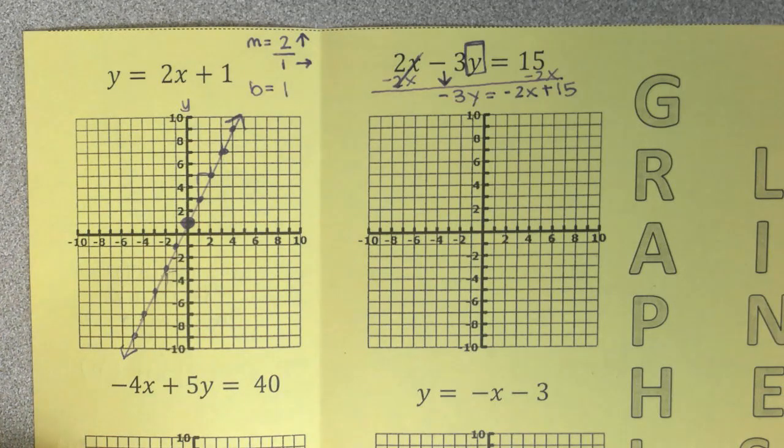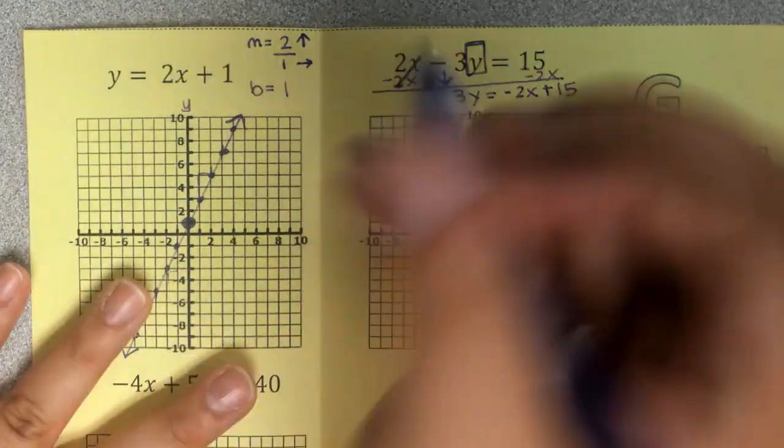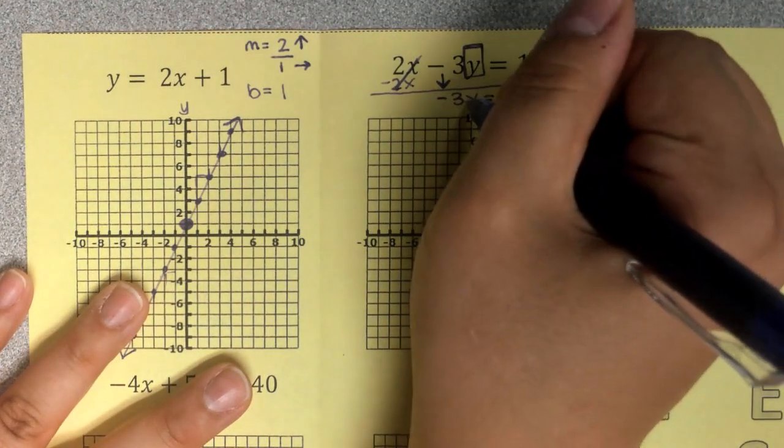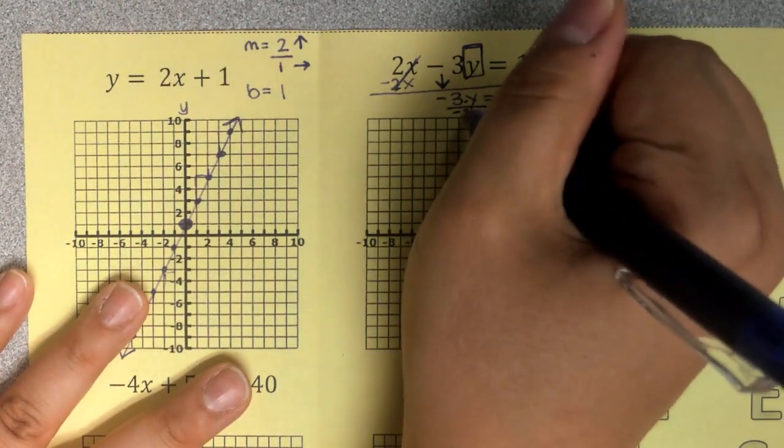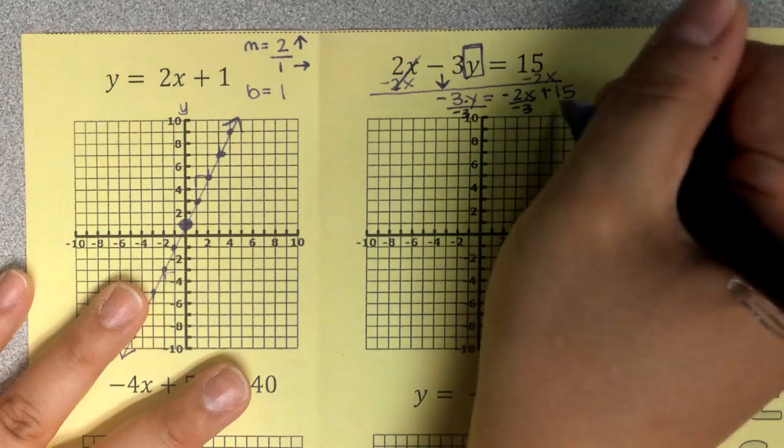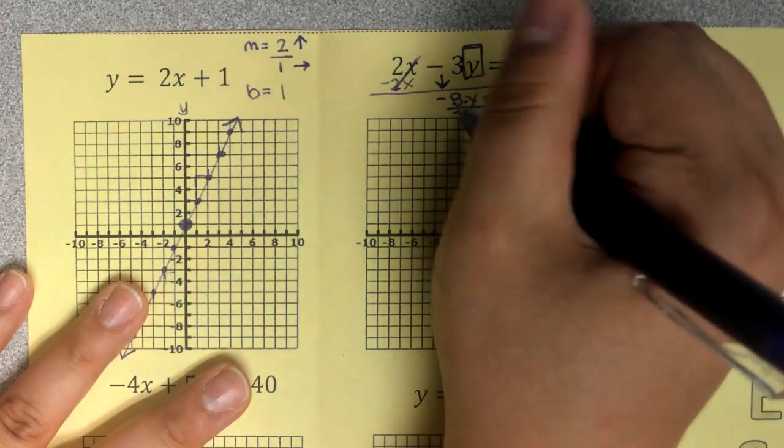So divorce means we divide. These are multiplying. We can't add. We've got to do the opposite of multiplication, which is division. So we're going to divide and get rid of this whole husband.